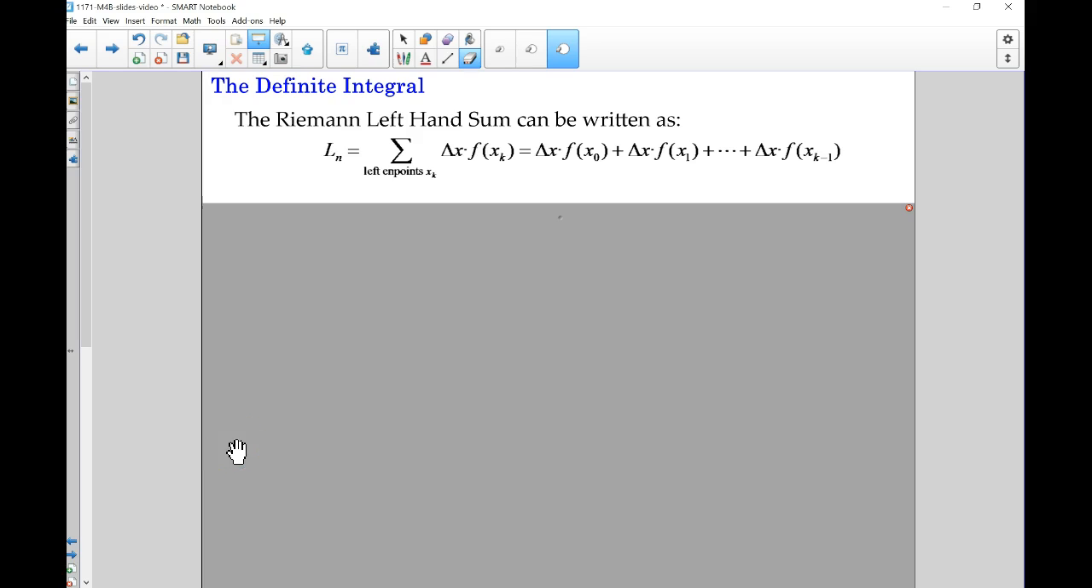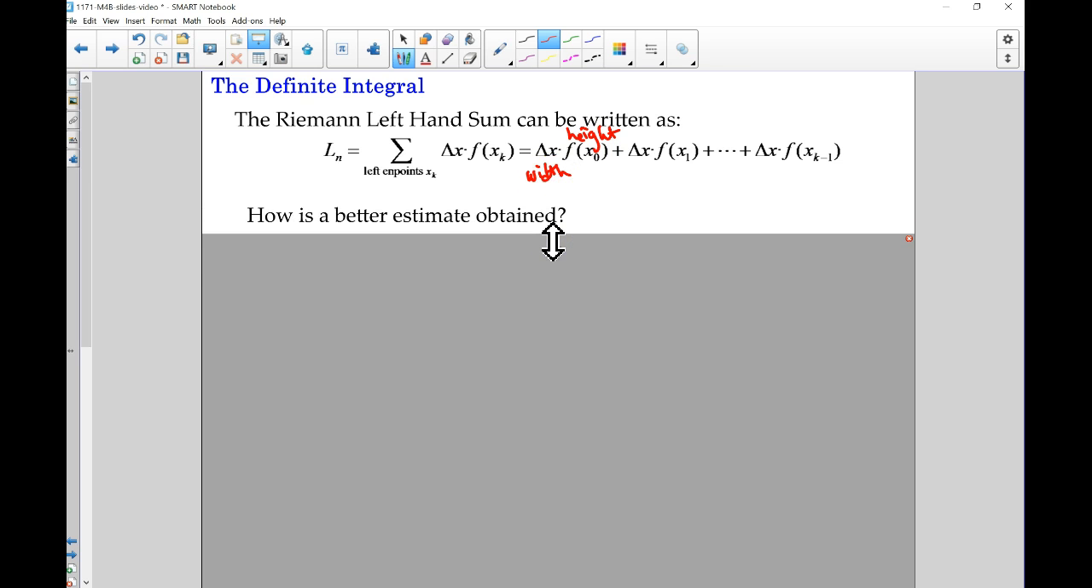This video is going to discuss the definite integral and its relationship to Riemann left-hand sums. Previously we saw that the Riemann left-hand sum is just the sum of rectangles. Each delta x was the width, and each f of x was the height, and the area of a rectangle is width times height. We did that over k intervals, to be precise, and added them up to get the Riemann left-hand sum.